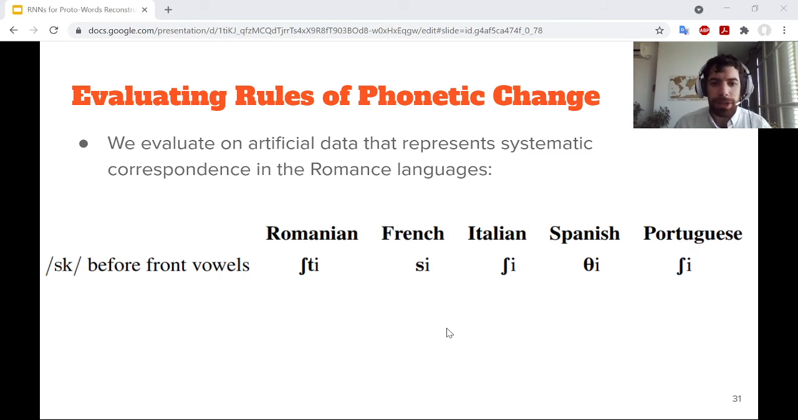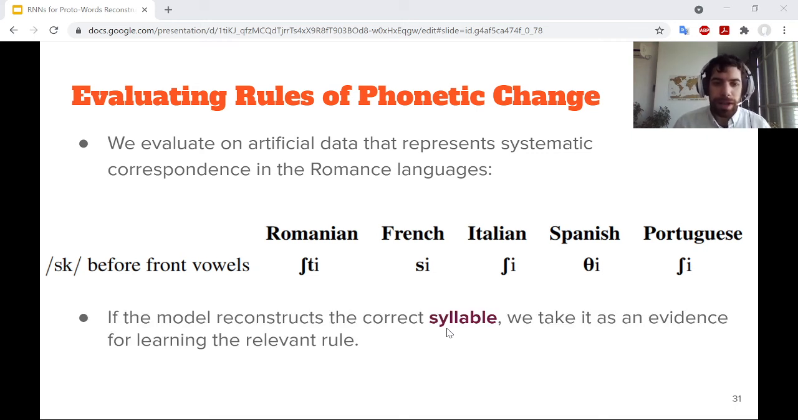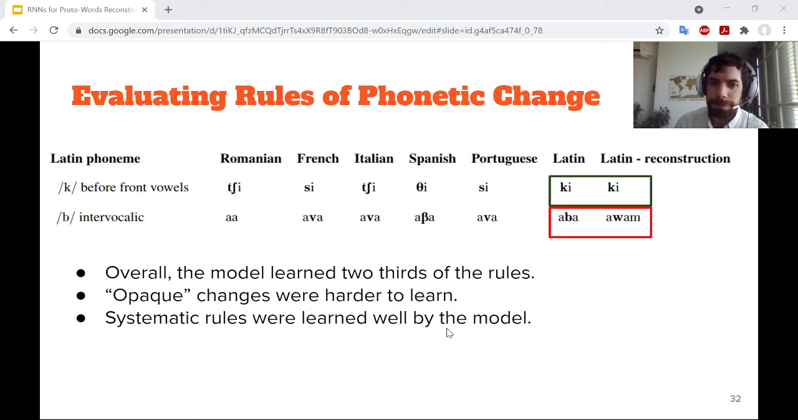For example, the rule cited in the previous slide would be represented in this way. The Latin etymological sounds are found to the left, while the sounds in the daughter languages are found to the right. The model was supposed to reconstruct the original Latin syllable based on the daughter languages. The correct reconstruction of a syllable was taken as evidence that the model learned the relevant phonological rule. The network correctly predicted 22 out of the 33 phonological rules, that is about 67% of the changes. These results are compatible with the results on the main reconstruction experiment.